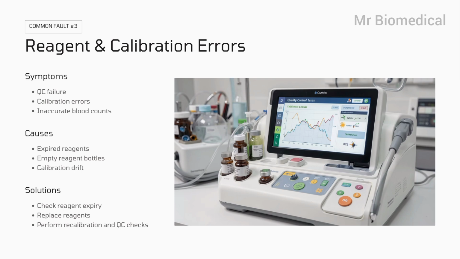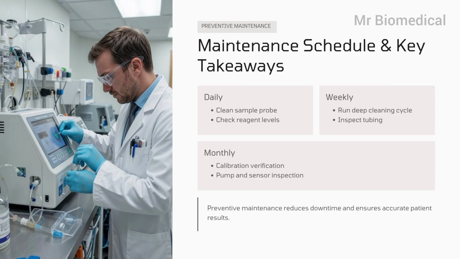Start by checking the reagent expiry date and ensure there is a sufficient volume of reagent. If everything looks fine, perform recalibration and run the quality control sample. Calibration ensures the analyzer's measurements remain accurate over time. Never ignore QC failures because patient treatment decisions often depend directly on these laboratory results.